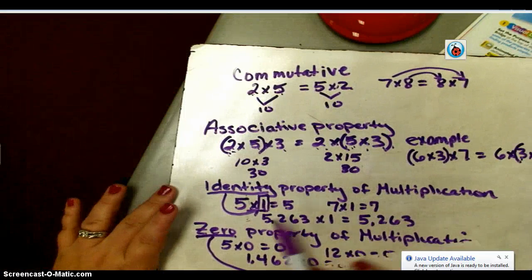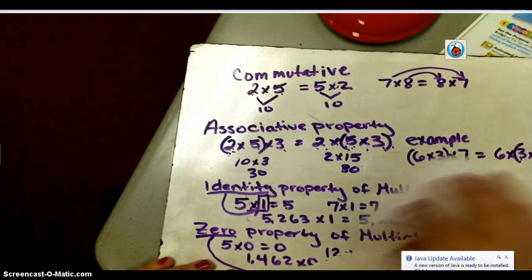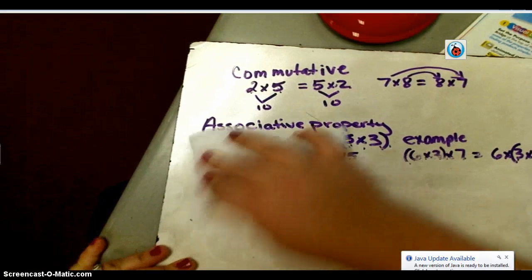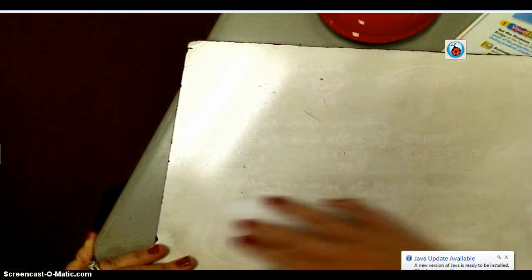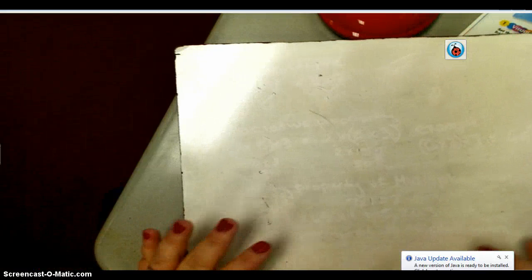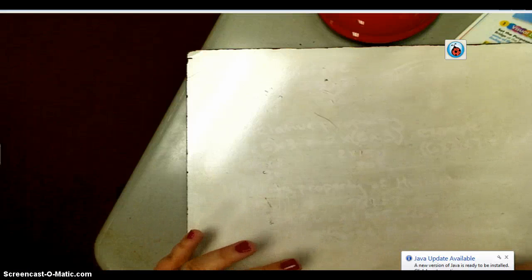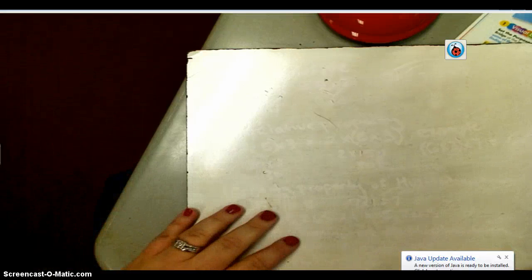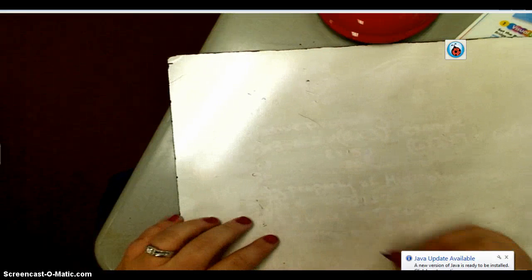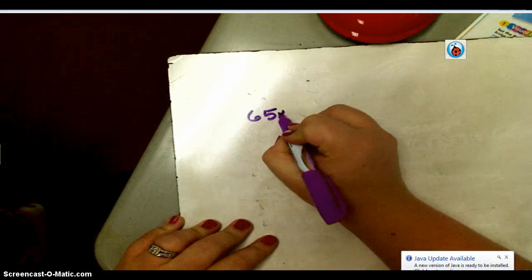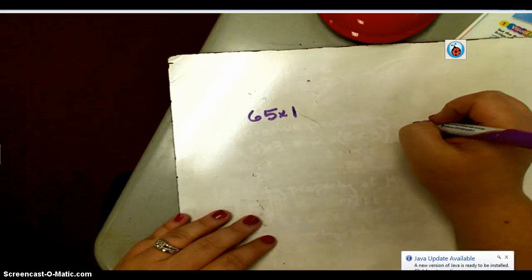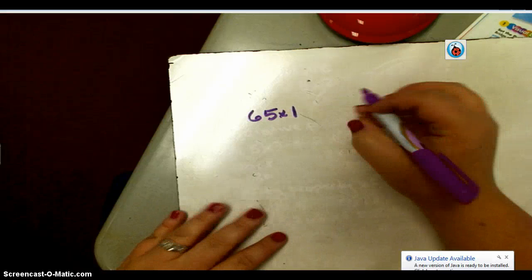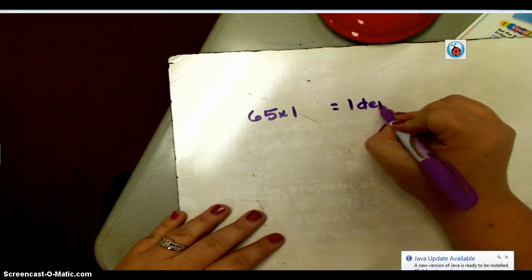So very quickly, let's do a few examples, and you can pause this if you need to. I'm going to walk through the examples. After I write the example, you can pause it if you need to think about it for a moment. And then we'll go right into the properties. But the biggest thing that you need to know about this lesson is you need to understand those 4 vocabulary words. So, if I give you the example of 65 times 1, you need to be able to tell me that is the what property? That is the identity property.